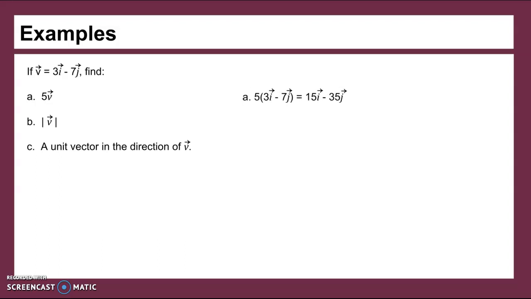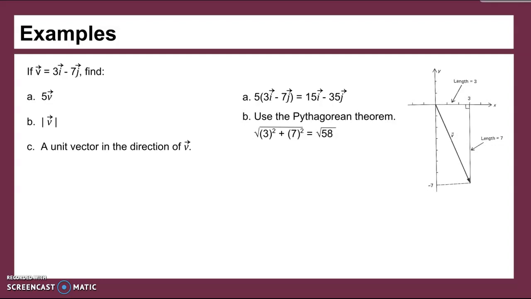You just multiply the vector by 5, and you get 15i minus 35j. If I want the magnitude of that vector, I'm going to have to use the Pythagorean theorem, because think of that point 3, negative 7, drawn, and then I want to find out how long it is. I can use the distance formula, which is basically just the Pythagorean theorem. So 3 squared plus 7 squared is going to be 58. Take the square root of that, and that is the magnitude of vector v.